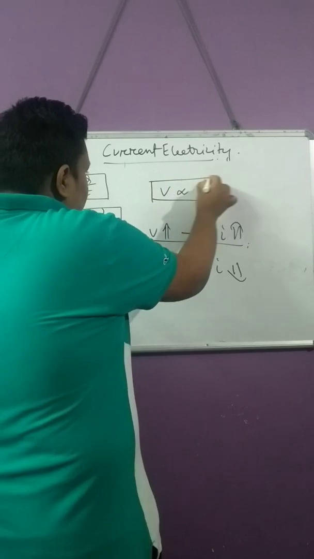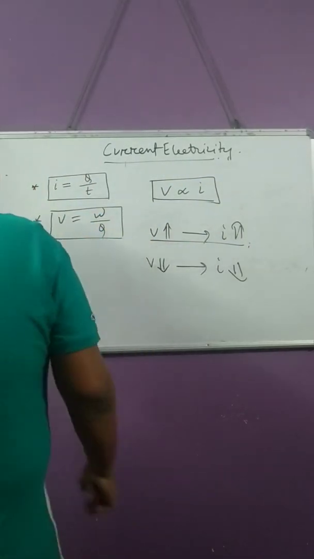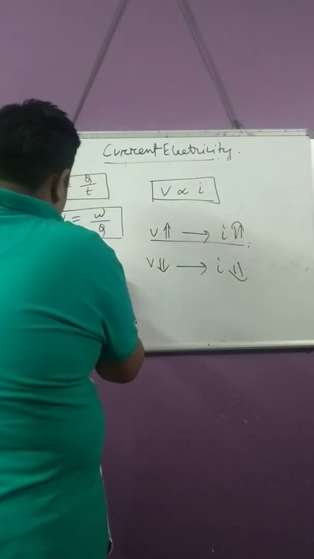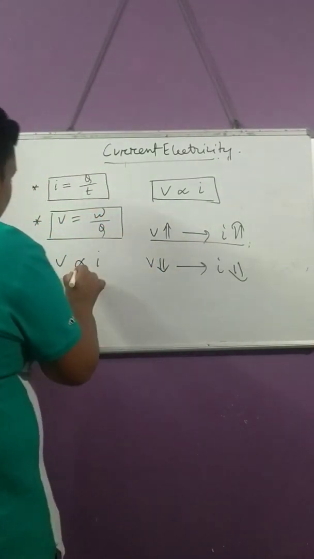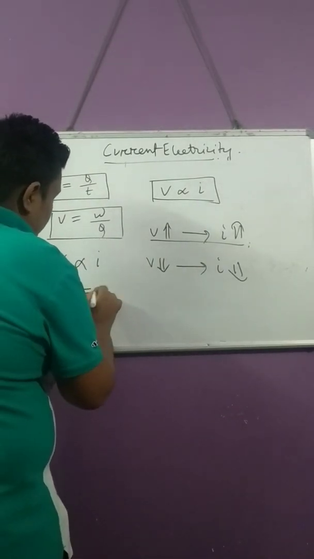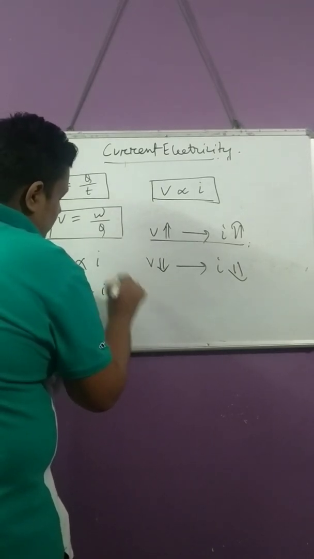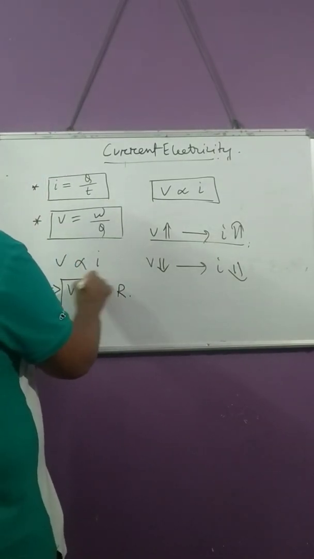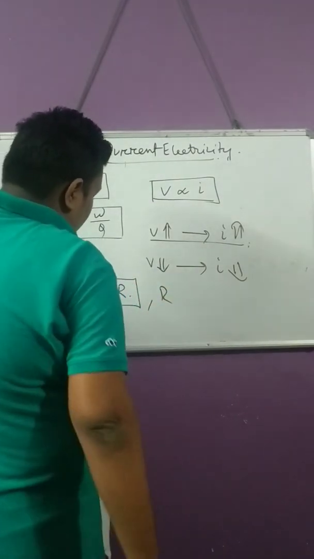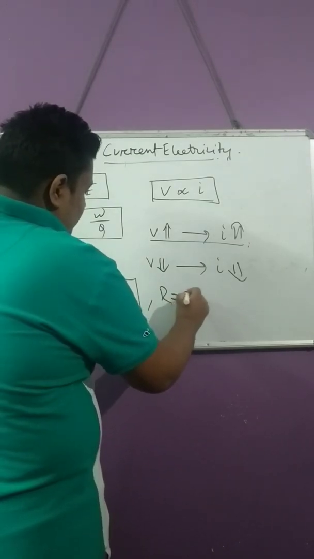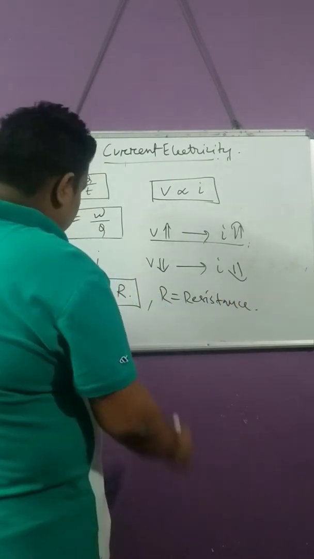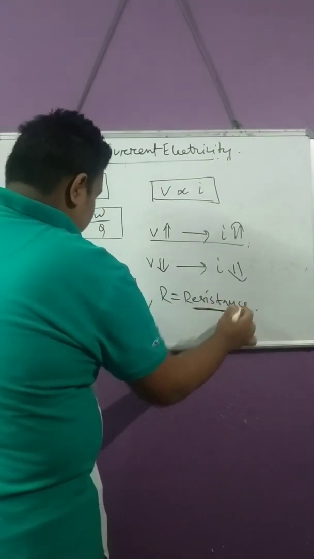So this is the relation, and from this relation, what we can write? Suppose this is the relation. So to remove the proportionality sign, we introduce a proportionality constant, that is R. So here comes the third formula, V equal to IR. What is R here? It is a proportionality constant, and it is known as resistance of the circuit. Now we will discuss resistance in our next classes.